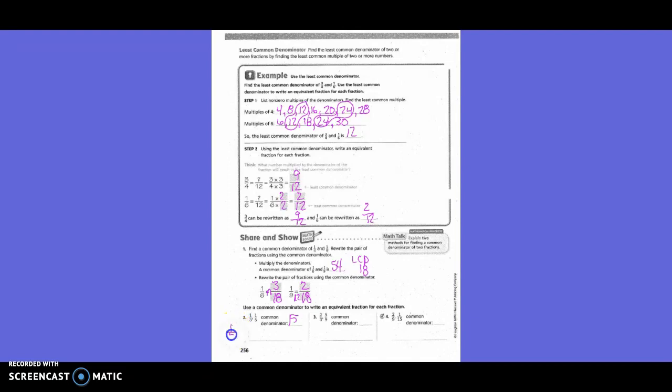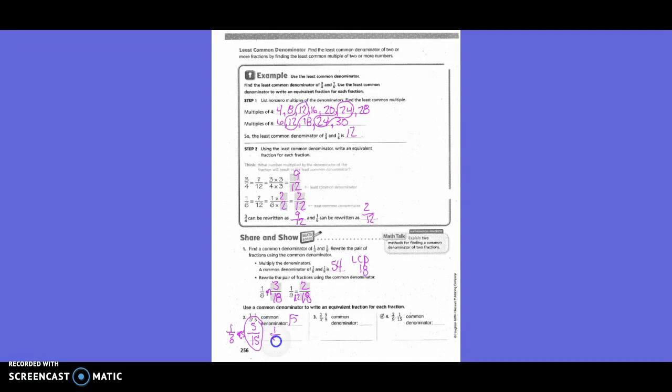So I need 1/3 equals something over 15. How did I get from 3 to 15? Times 5. So what I do on the bottom, I also have to do on the top. So 1 times 5 is 5. So the answer is 5/15.